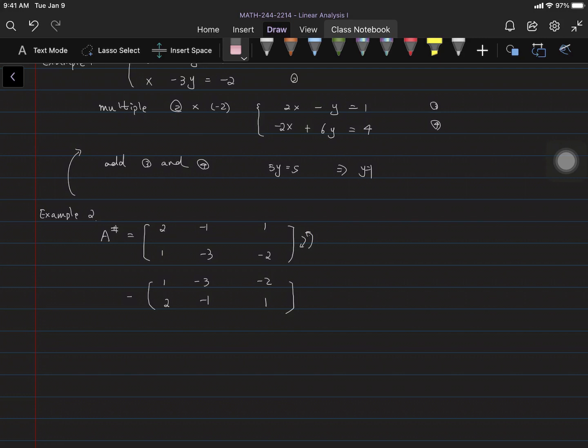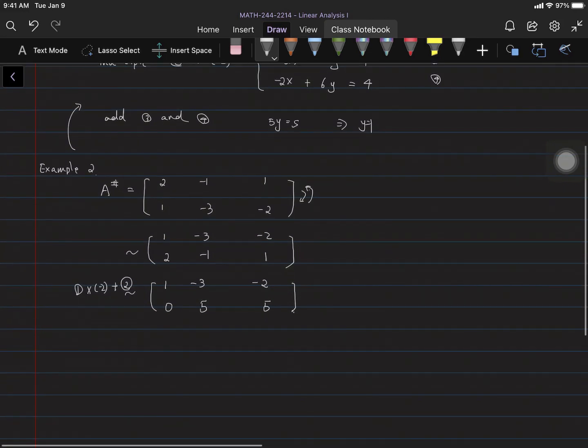Next step, we use the first row times -2 and add it to the second row. The first row doesn't change, it stays the same, but for the second row, we use the first row times -2 and add it to the second row. So 1 times -2 added to the second row's 2 becomes 0. Negative 3 times negative 2 is 6, add negative 1, so 5. Negative 2 times negative 2 is 4, 4 add 1, 5.